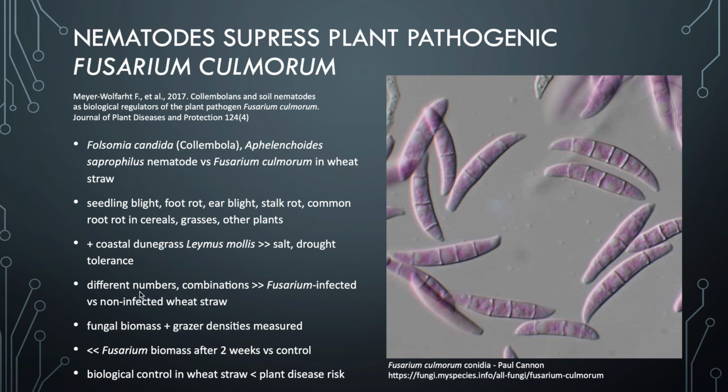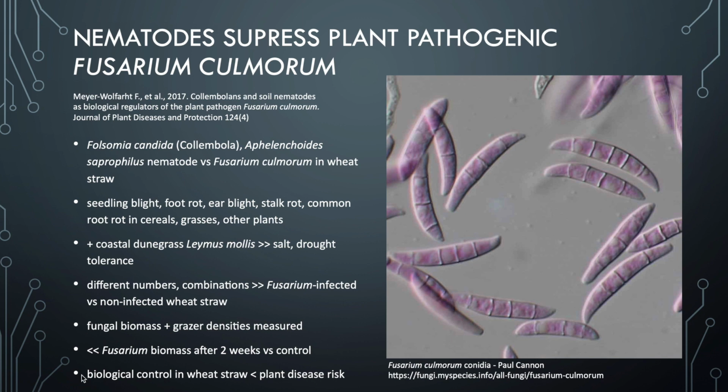But this study looked at the different numbers and combinations of the grazers, so the Aphelenchoides nematode as well as the springtail, and the biomass of Fusarium that was present in the wheat straw, and they measured the fungal biomass and the grazer densities that were present and noticed that there was a significant reduction in Fusarium biomass after 2 weeks compared to control treatments.